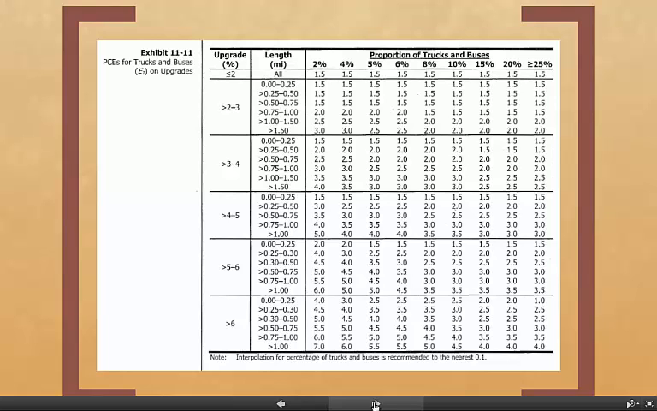Here's a quick look at such a table. Discussion of this table is outside the scope of today's topic. Instead, let's take a moment to properly define level and rolling versus mountainous terrain.